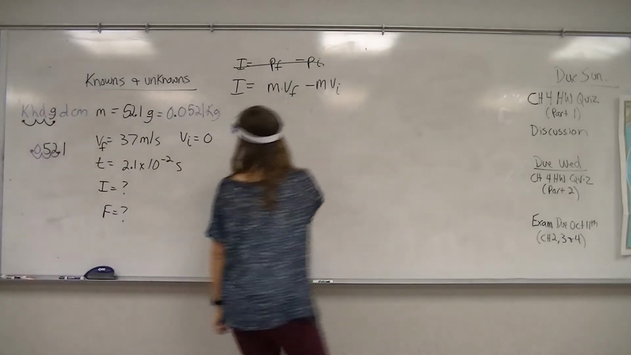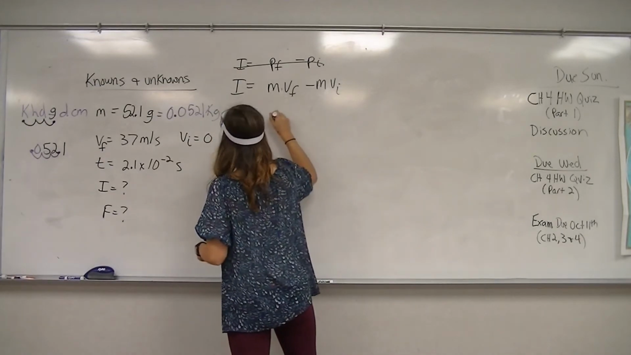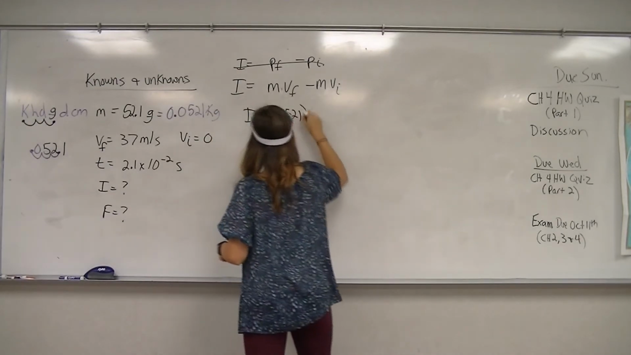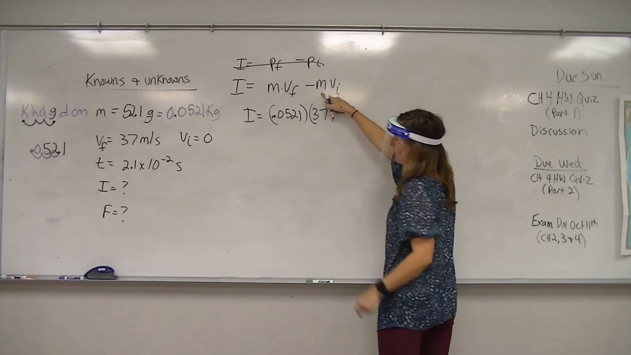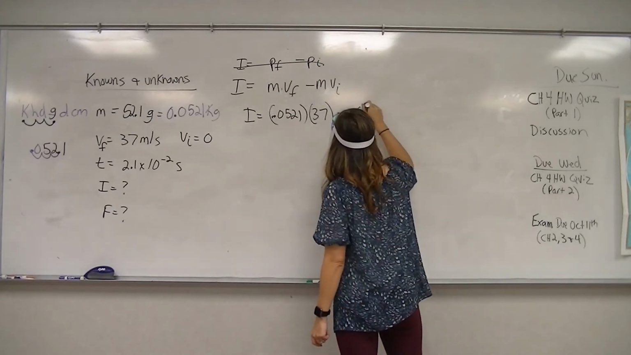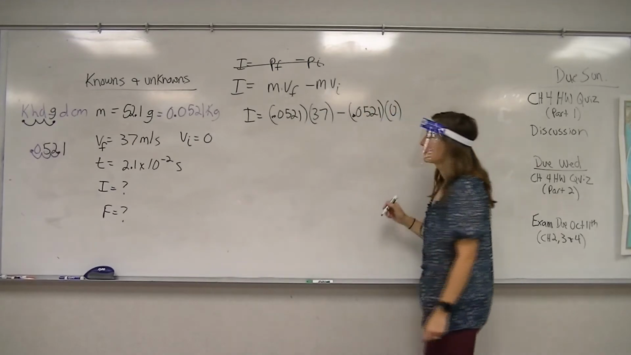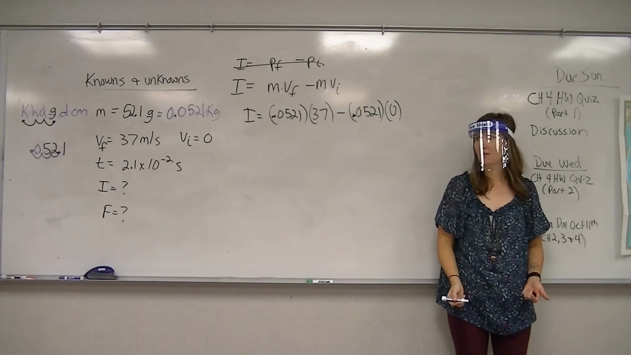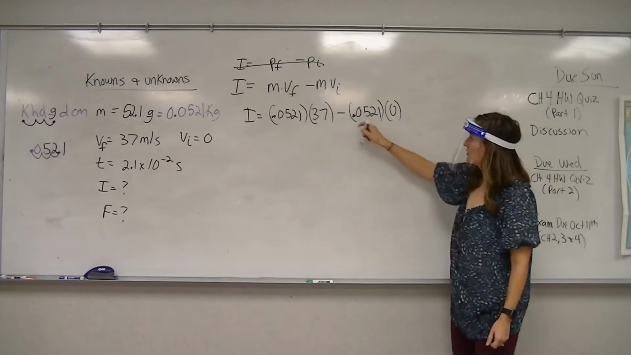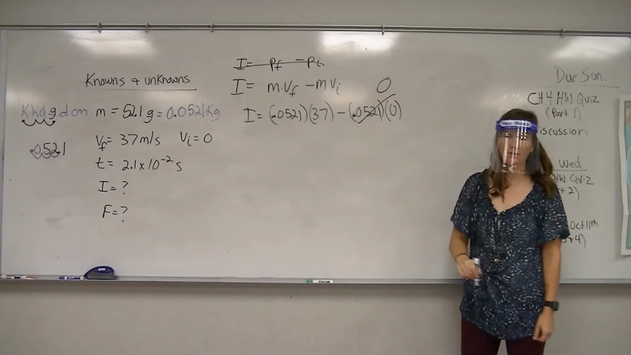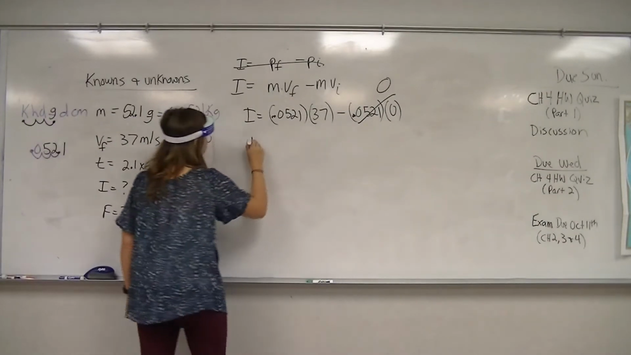So now all my units are where I want them, so I'm going to plug in to solve for impulse. So I get 0.0521 times my final velocity, which we said was 37. Then I'm going to subtract that from my mass times my initial. Now notice, my initial velocity is 0. So if an object's not moving, what's its momentum? 0. If an object's not moving, it has 0 velocity, its momentum is 0. So anything times 0 is 0. So you're just really multiplying those two and subtracting 0 from it, so it's not changing.